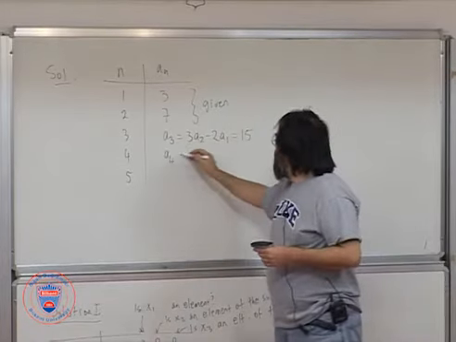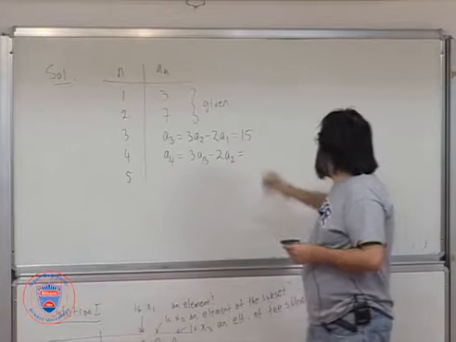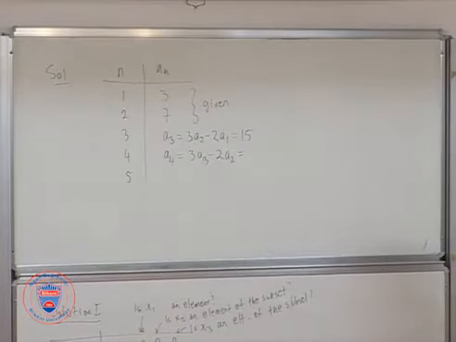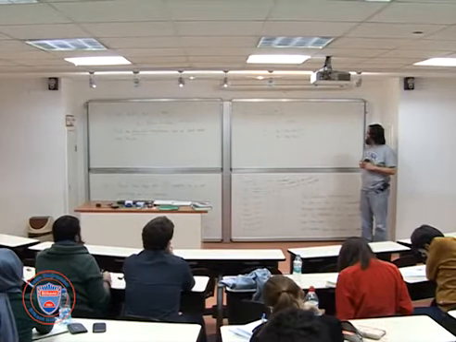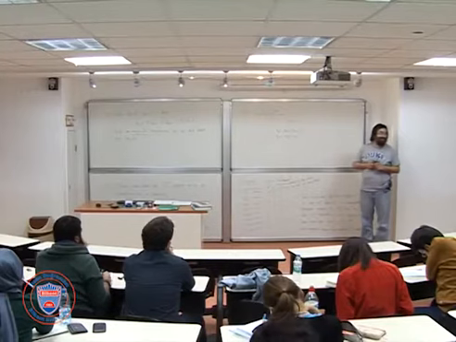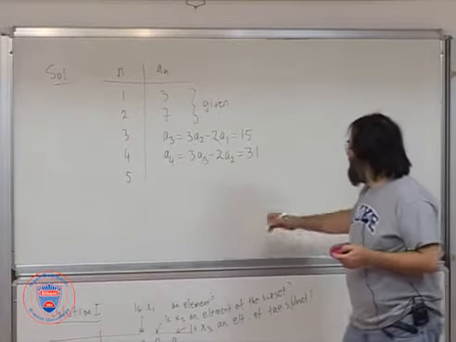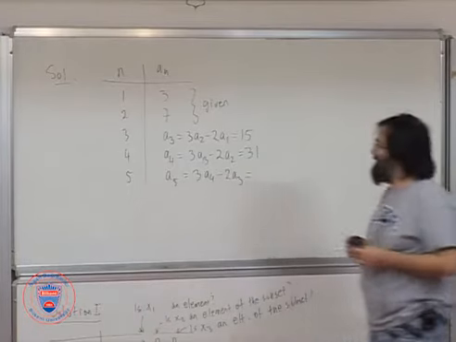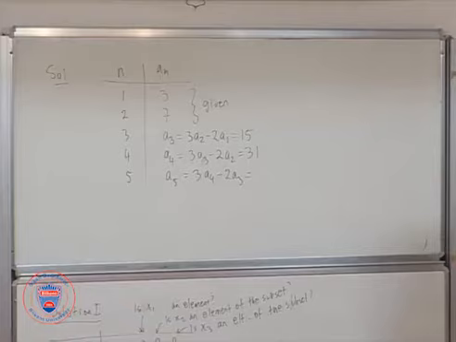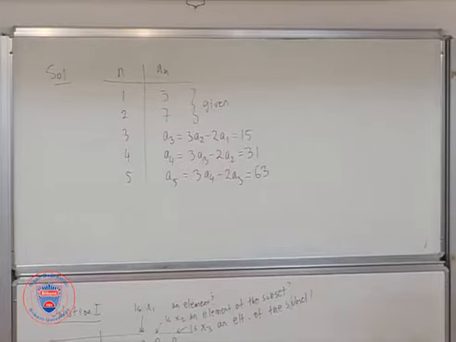a_4 equals 3 times a_3 minus 2 times a_2. So what is that? 45 minus 14, 31, yes. a_5? 3 times a_4 minus 2 times a_3. 93 minus 30, 63. Okay. So, anyone who wants to make a guess?